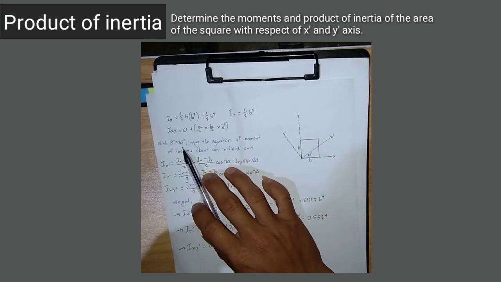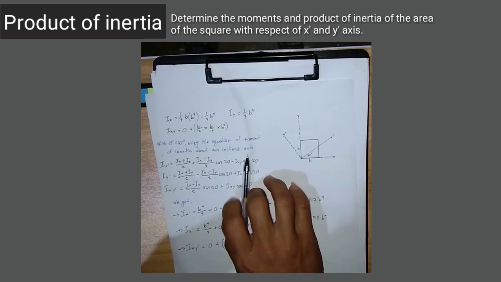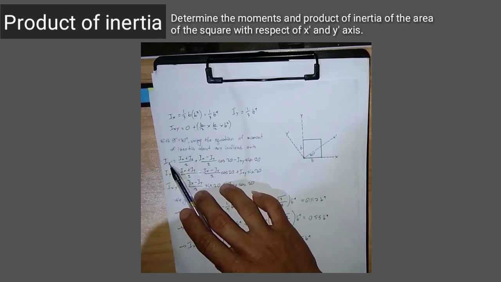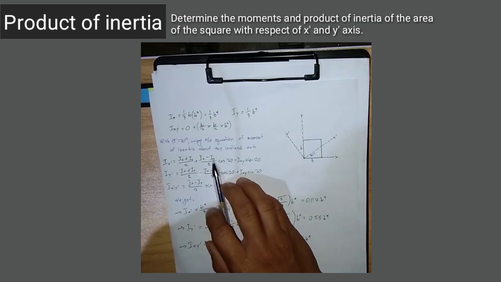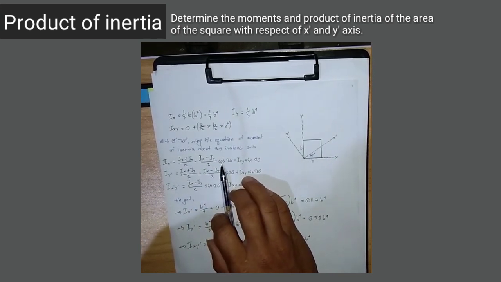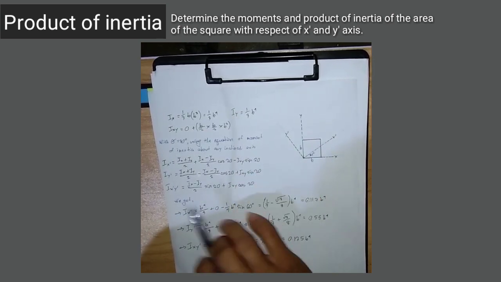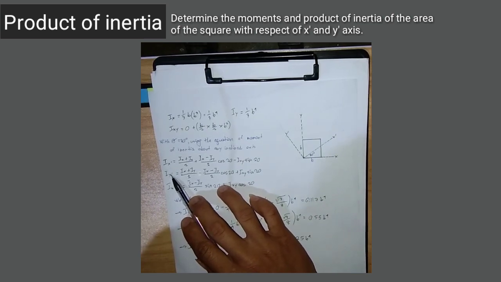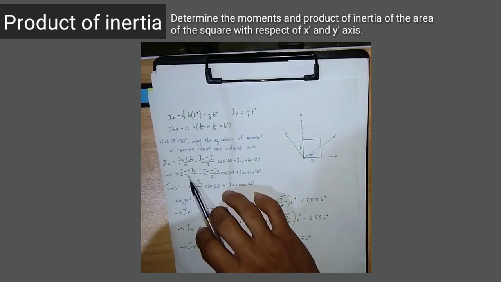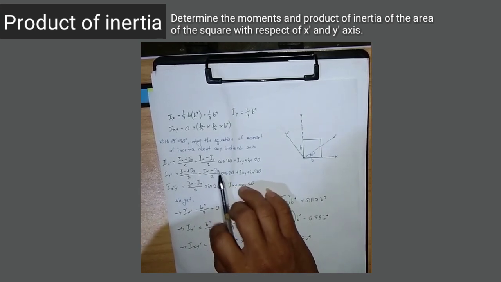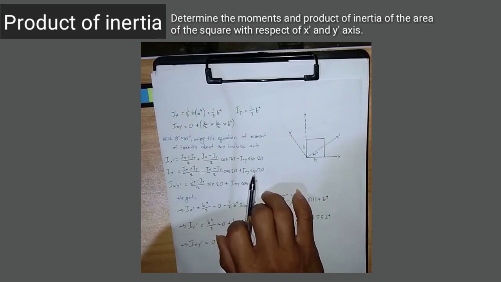with theta equal to 30 degrees, using the equation of moment of inertia about any inclined axis. Now we have inertia along x equals Ix plus Iy over 2 plus Ix minus Iy over 2 times cosine 2θ minus Ixy sine 2θ. Now for inertia along y, equals Ix plus Iy over 2 minus Ix minus Iy over 2 cos 2θ plus Ixy sine 2θ.